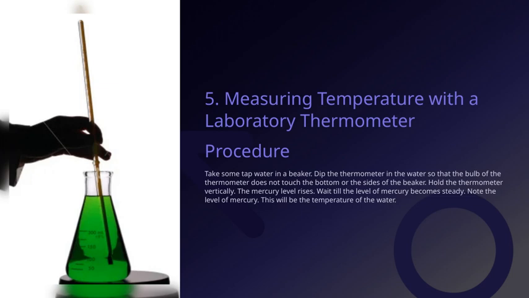Hold the thermometer vertically so it stays steady. As you do this, you'll notice the mercury level begins to rise. Wait patiently until the mercury level becomes steady. That's when the temperature reading is stable. Once it's steady, note the level of the mercury. This reading corresponds to the temperature of the water. Remember, the key is to ensure the thermometer is properly immersed and held upright for an accurate measurement. This process is essential for understanding how to measure temperature precisely in a laboratory setting.